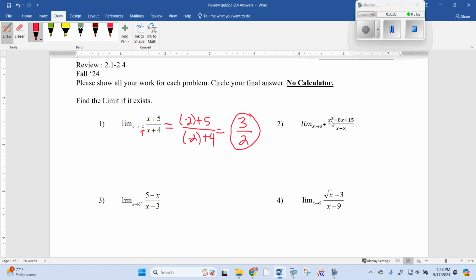If you plug a number in here, if we plug in 3 here, we are going to get 0 over 0. And if we have 0 over 0, that means more work. So in this case, we can factor the top into (x minus 3)(x minus 5). That allows us to then cancel the x minus 3. So we would have the limit as x approaches 3 from the right of x minus 5, which when you substitute 3 in, you get -2. So you see in this case, the fact that it's from the right does not matter. Okay. So the next one.